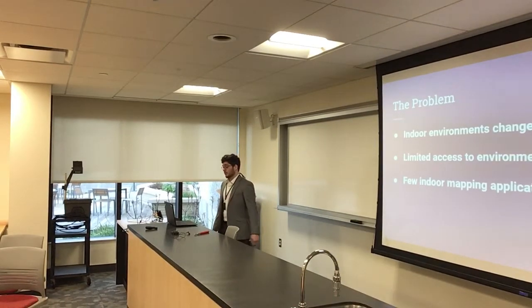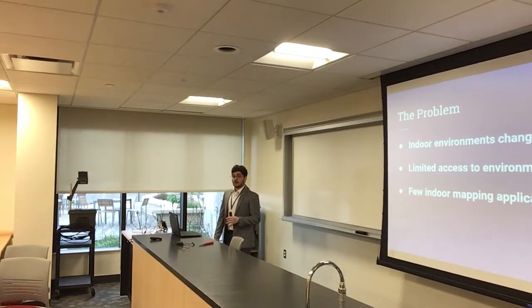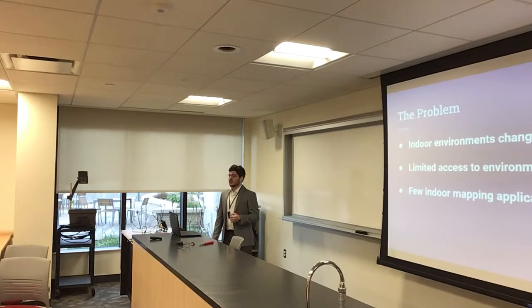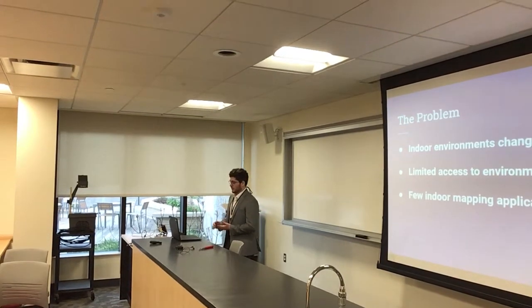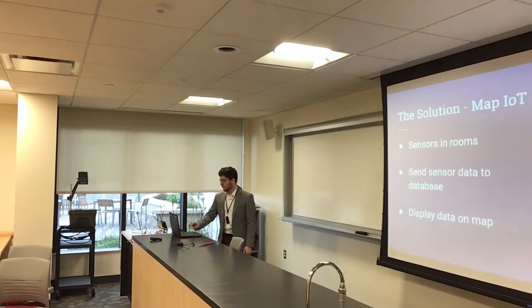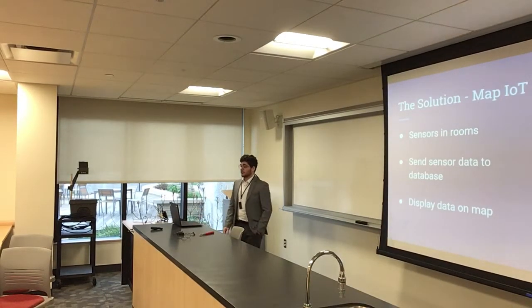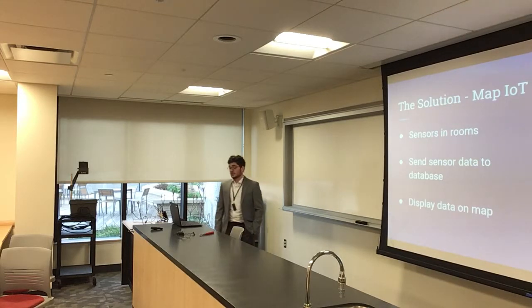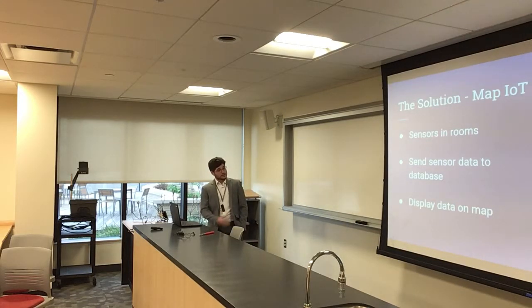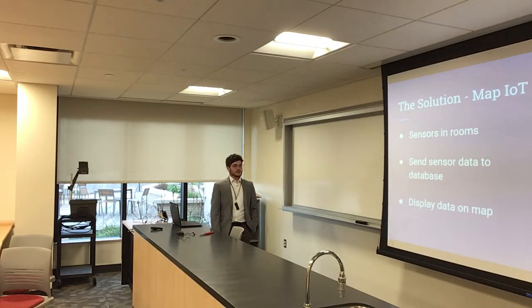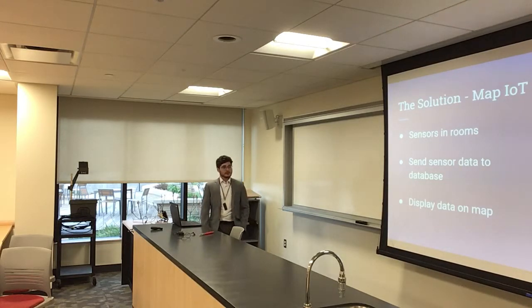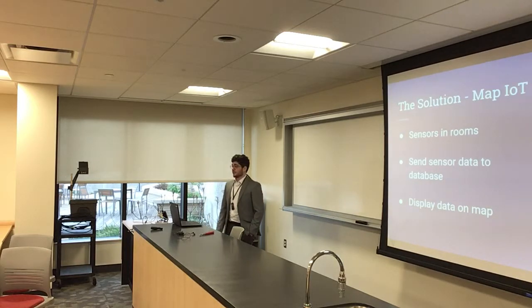While researching this question, I found that there were very few other indoor data mapping applications. There were a lot more for outside connected to Google Maps API, especially for geographic data mapping, but none at the microcosm level for indoor data mapping. So the solution that I came up with can be simplified into a few steps. The first step is just to add sensors to different rooms that you want to map data from. The second step is to send that data to the database I'm using. And then the third step is to display that data on a map for users to remotely view.